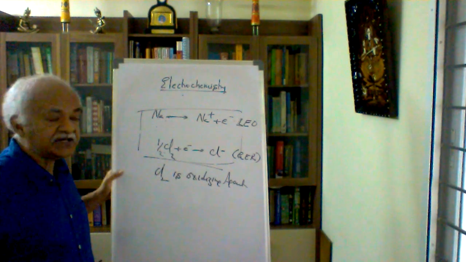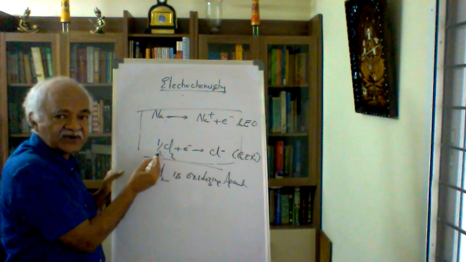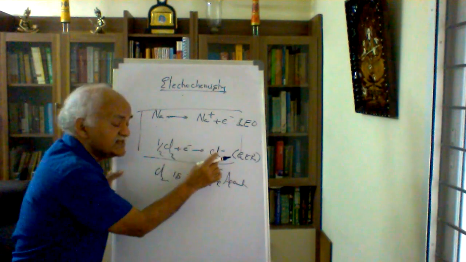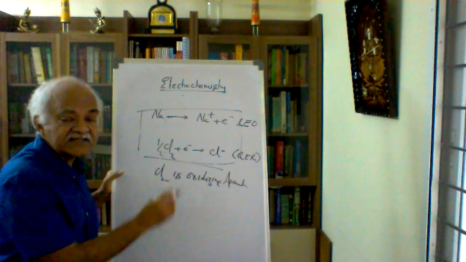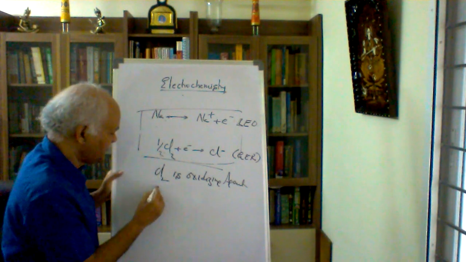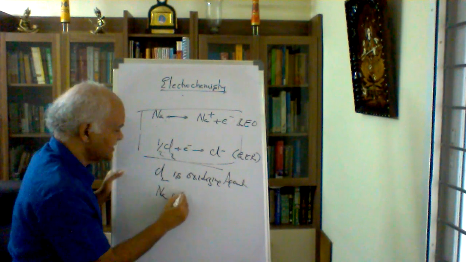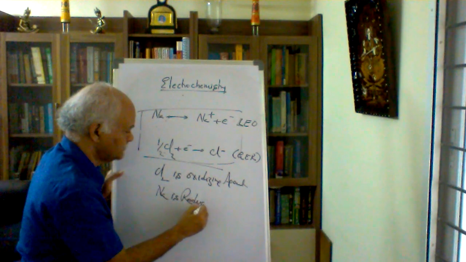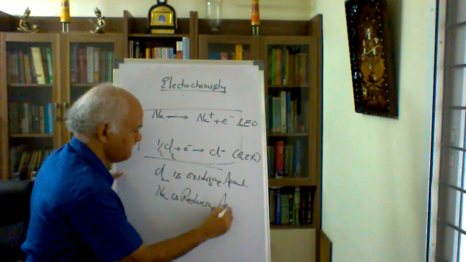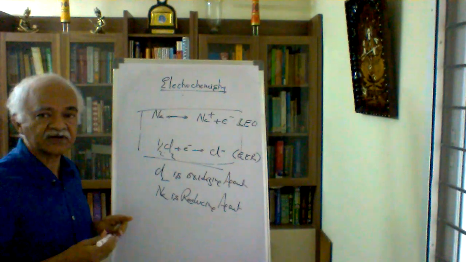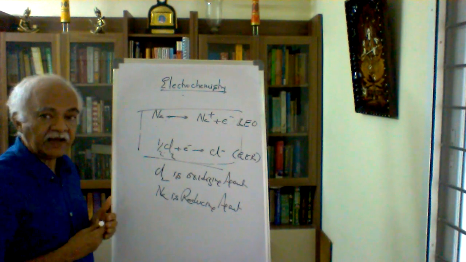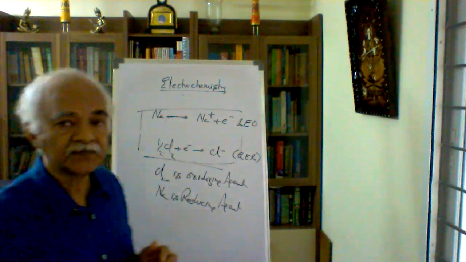What is that reagent here? Sodium. Sodium gives electrons. Therefore, sodium is assisting this reaction. What is this reaction? It is a reduction reaction. Therefore, sodium is the reducing agent. Sodium is the reducing agent.